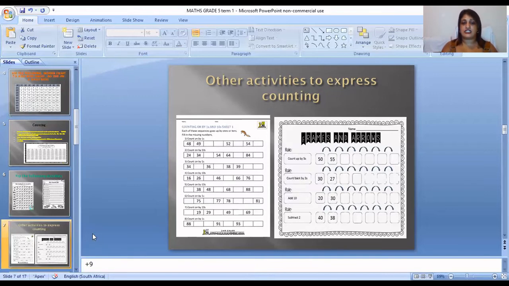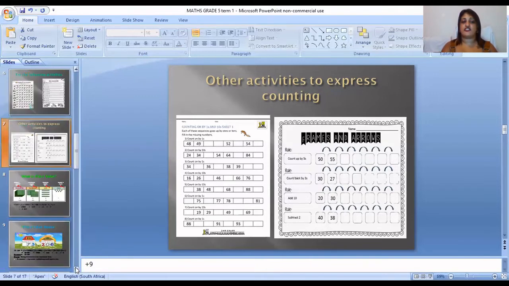So please complete these activities. It's going to help you. Let your parents check it and they'll be able to tell you whether you've done it correctly.